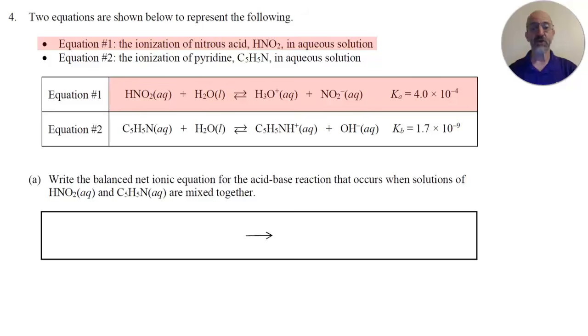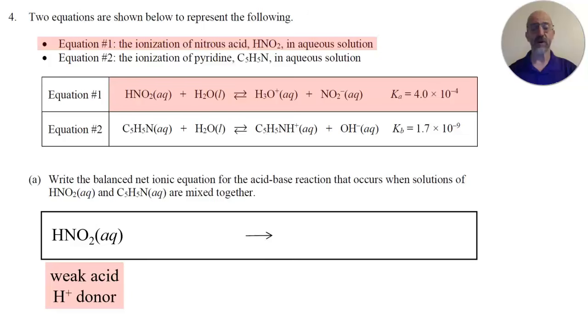Now, is nitrous acid on your list of 6 strong acids? No, it is a weak acid, and you can tell. Look at the Ka value. It's 4 times 10 to the negative 4. So I'm going to go ahead and jump down to part A, write the balanced net ionic equation for this acid-base reaction. I'm going to put HNO2 on the left. That's one of the reactants. I'm not going to split it up into separate ions because it is a weak acid. So there's HNO2, which is a weak acid.